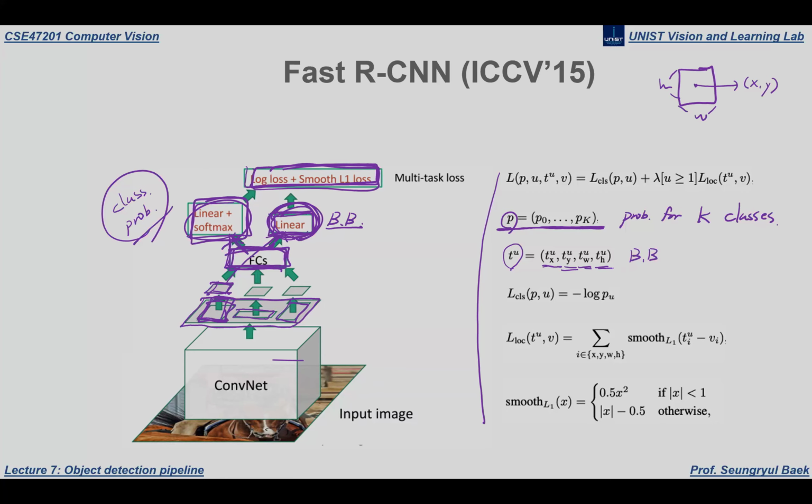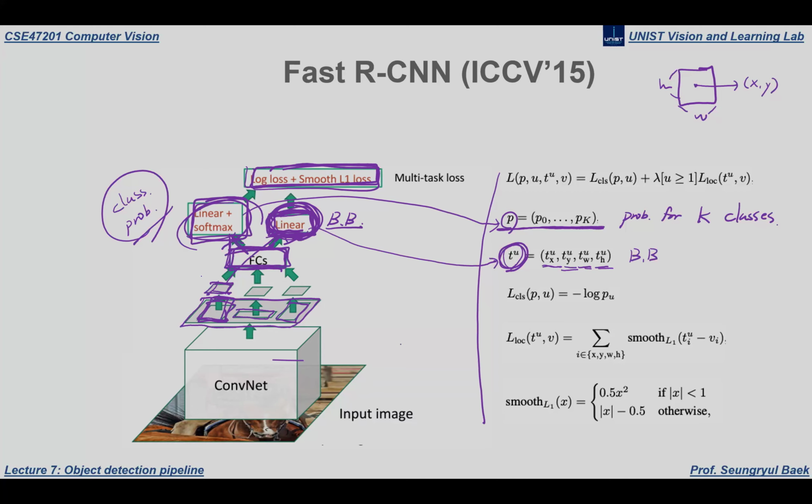So we actually have to estimate this t^u from this linear layer. This is the bounding box information we will estimate. And this is the probability vector we will estimate for this part. Okay, are you guys following this?